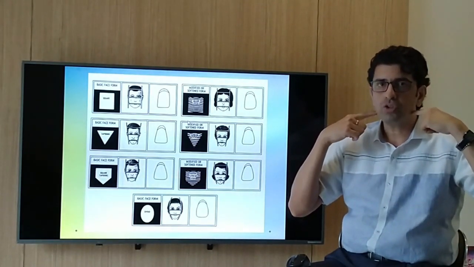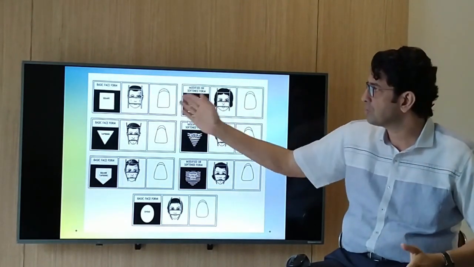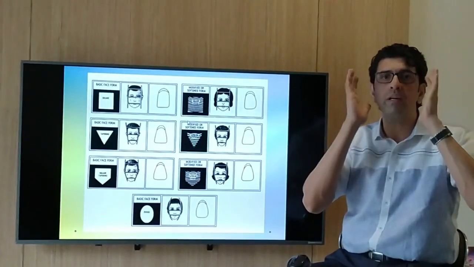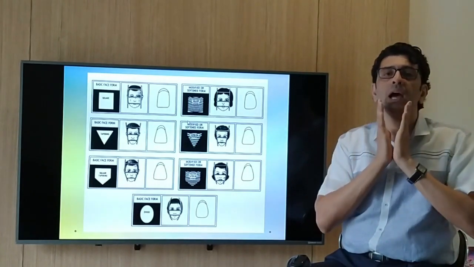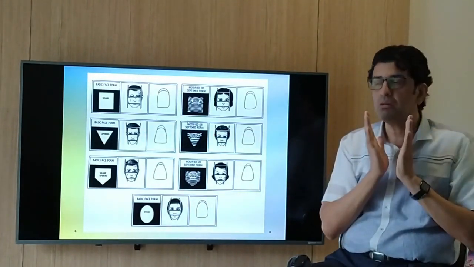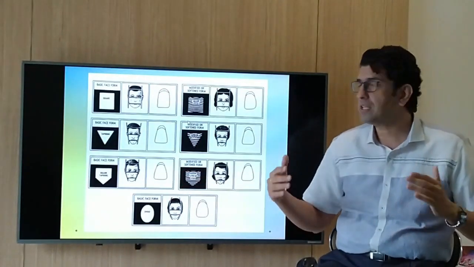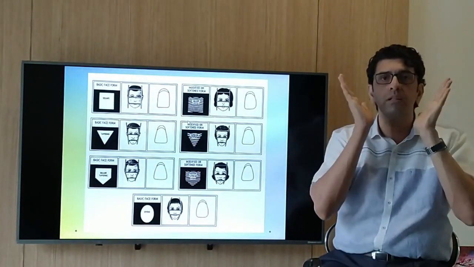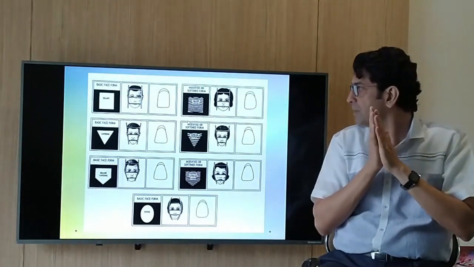So you have the basic form, which is a square, where your temple, your cheekbone, and your angle of the jaw are going to be straight. That's going to be a square face form. And you have a tapering face form where the temple, the cheekbone, and the jawline are going to be tapering down. You also have a square tapering form where the temple and the cheekbone are going to be straight, but the jawline is going to be tapering down.